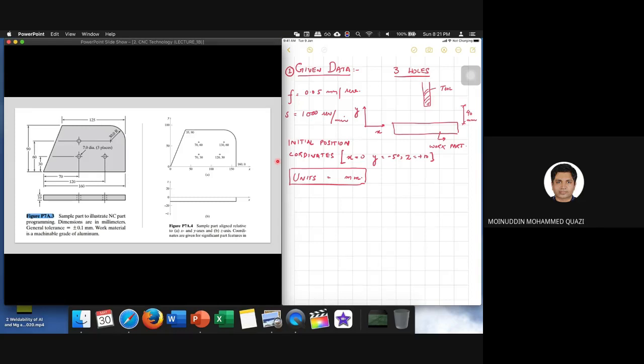So let's write our sequence number 1. N01, this is my line number 1. First thing is I need to tell the machine, you have to do everything in millimeter. G21, everything in millimeter.